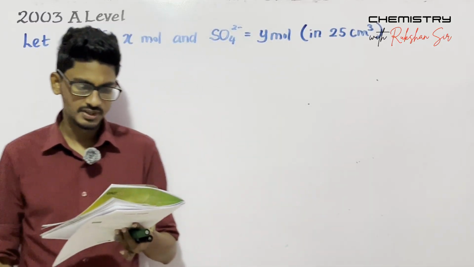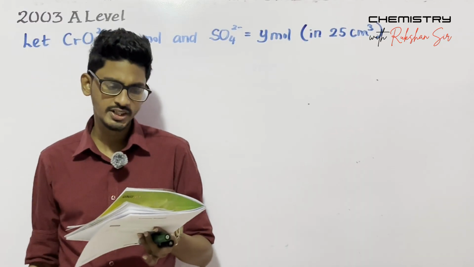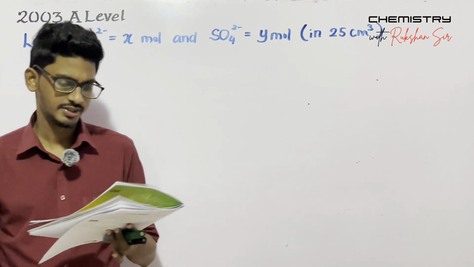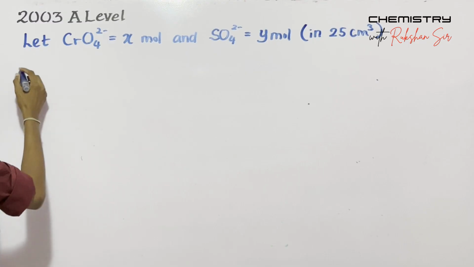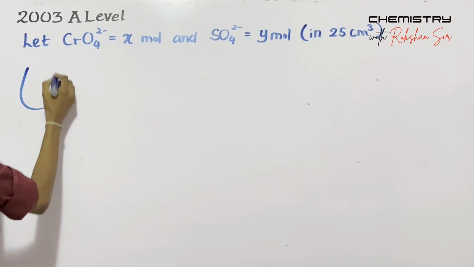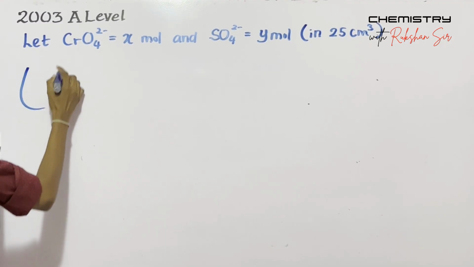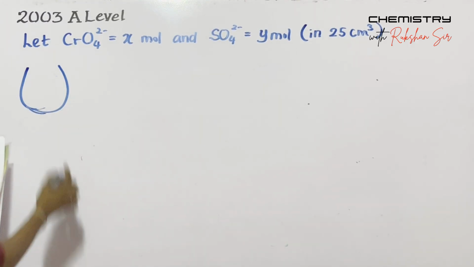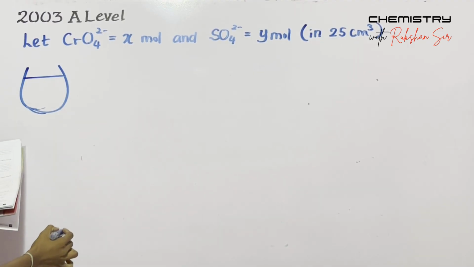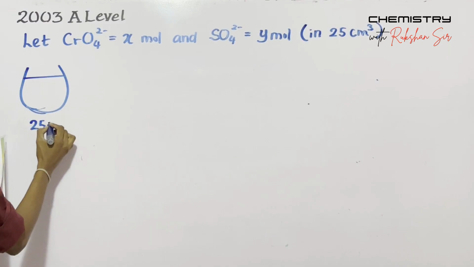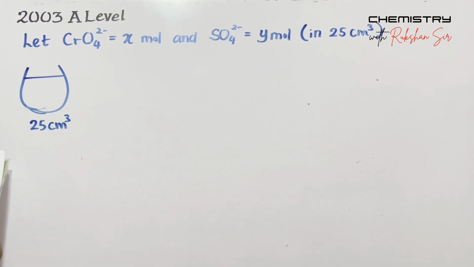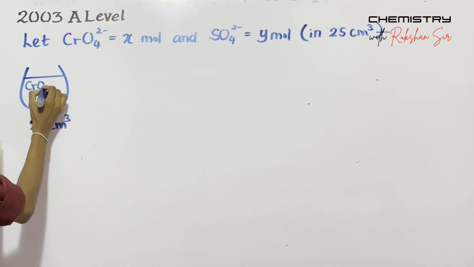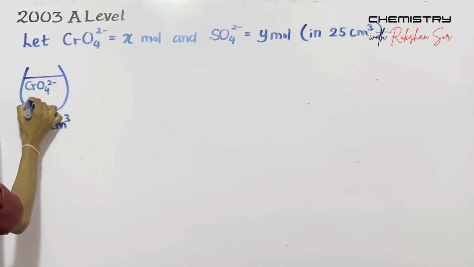Then let's come up with the first procedure. 25 cubic centimeters of solution B was reacted with excess lead nitrate solution. So excess lead nitrate solution is added to 25 cubic centimeters of this solution. This contains these two ions, the chromate ions as well as the sulfate ions.